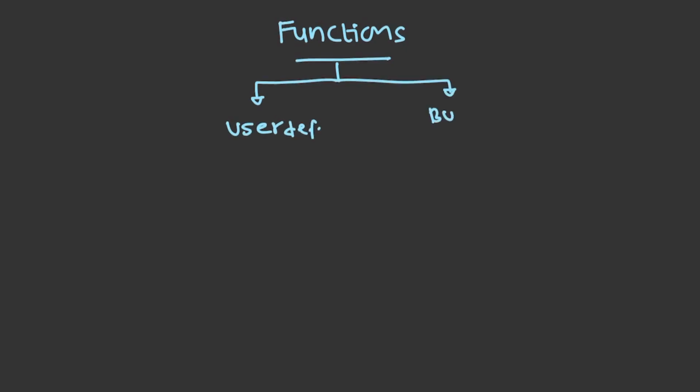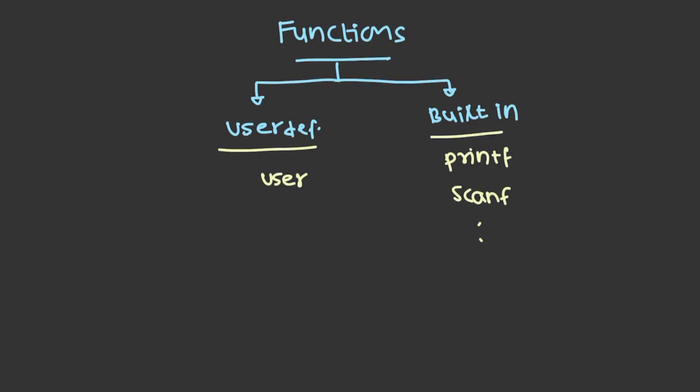Let's take a deep look at functions and try to understand them. We basically have two types of functions: user-defined functions and built-in functions. Built-in functions are printf, scanf, and so on. User-defined functions are functions that can be written by a user.